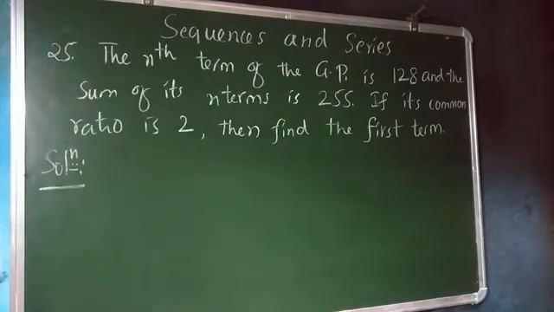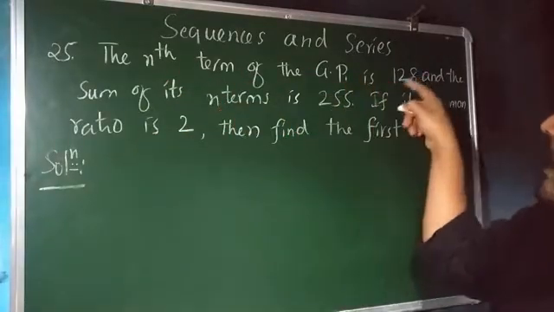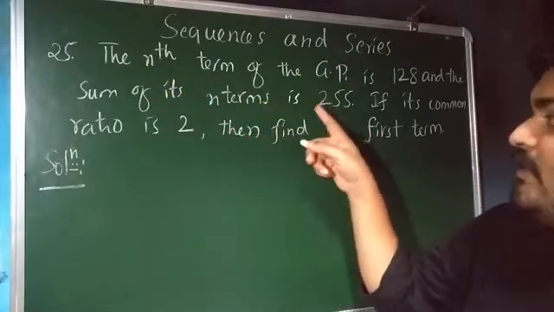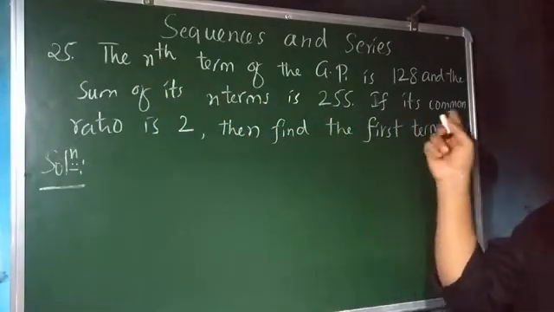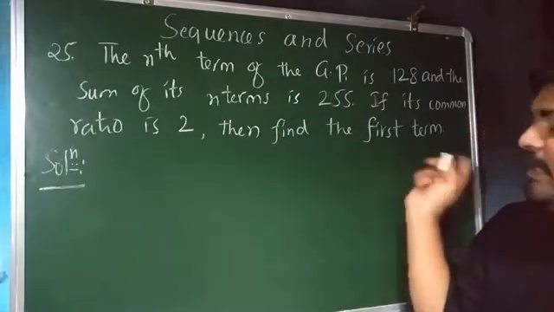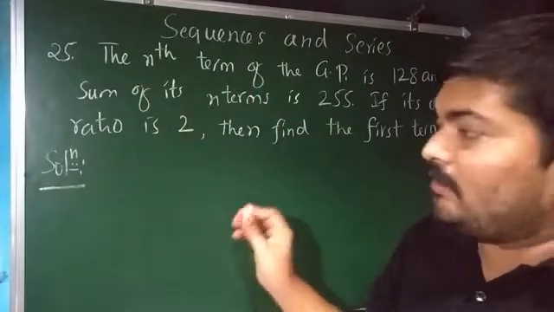Let me continue with the next problem, that is problem number 25. It states that the nth term of the GP is 128 and the sum of its n terms is 255. If its common ratio is equal to 2, then your task is to find out the first term of this particular GP, satisfying all these conditions.